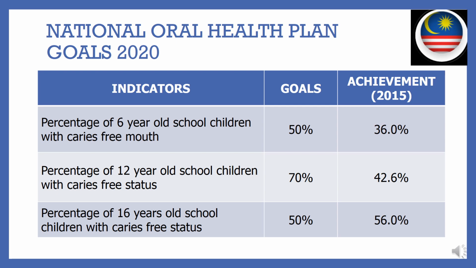The third is the percentage of 16-year-old school children with caries-free status, with a goal of 50% and an achievement of 56.0%. So from this, it can be seen that goals for two indicators have not been achieved. This further indicates the need to put emphasis on primary school children.